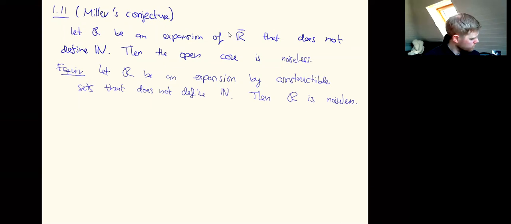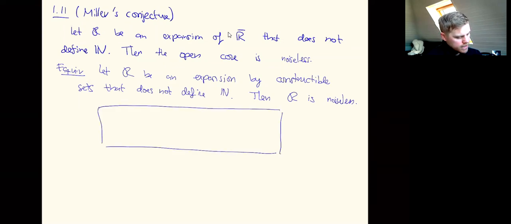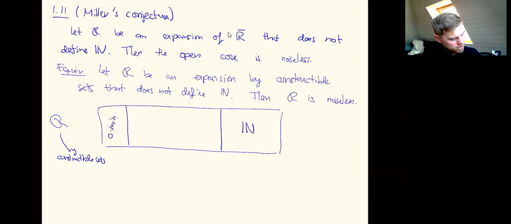Let me draw this picture here again. If these are all the expansions of R, and now we consider just the ones that are expansions by constructible sets, and you have the integers here, then what this would mean is that here we have the o-minimal ones, as we said, then here come the d-minimal ones. And then there you might even want to find some good classification of the noiseless ones, but these noiseless ones really go up to here. And that's what you would want to have.